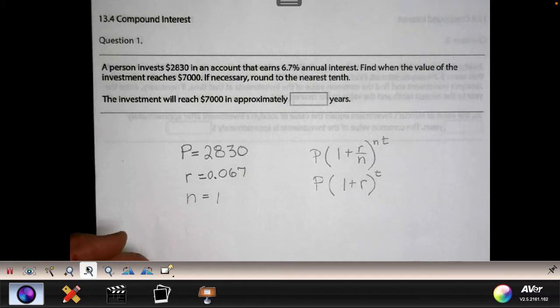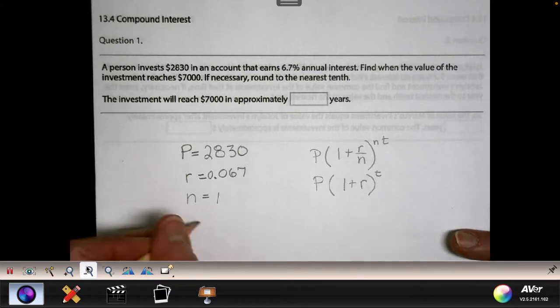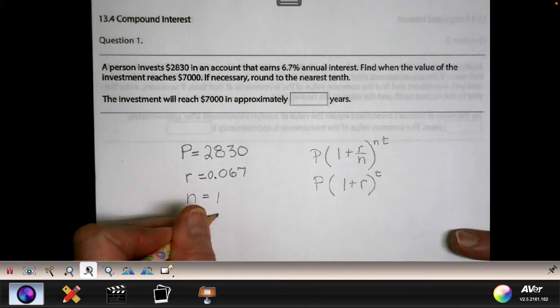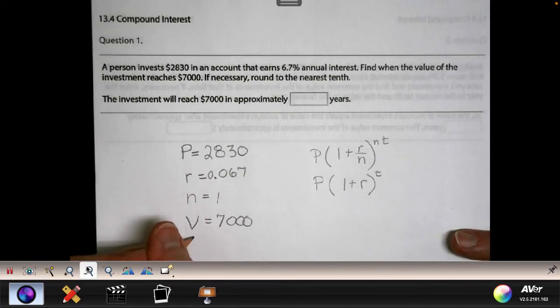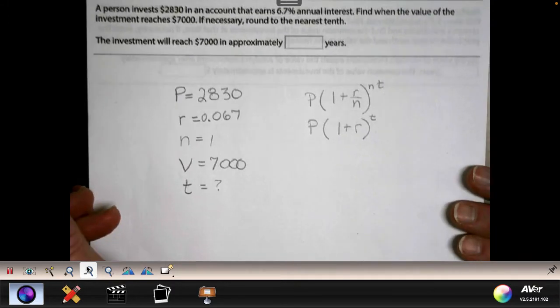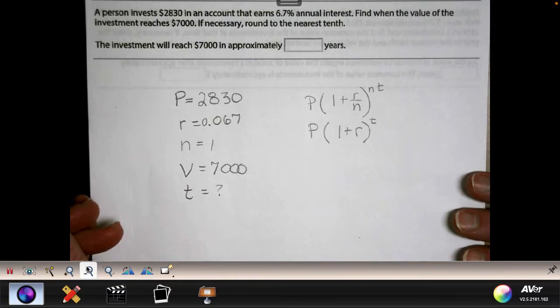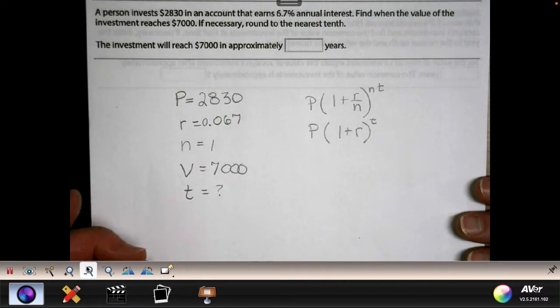Okay, find the time when the investment reaches $7,000. So the value is $7,000. They want to know when, so we're missing the t. If you do all this prep work before you get into your graph, you've got this game.